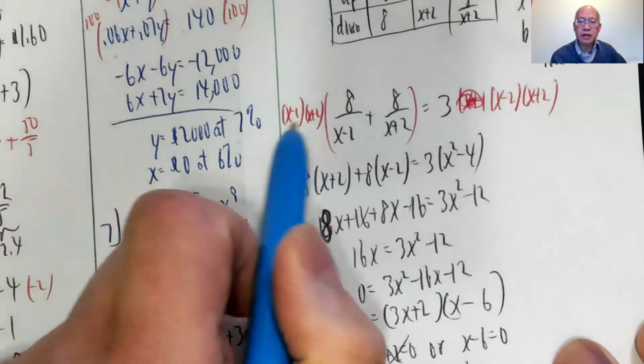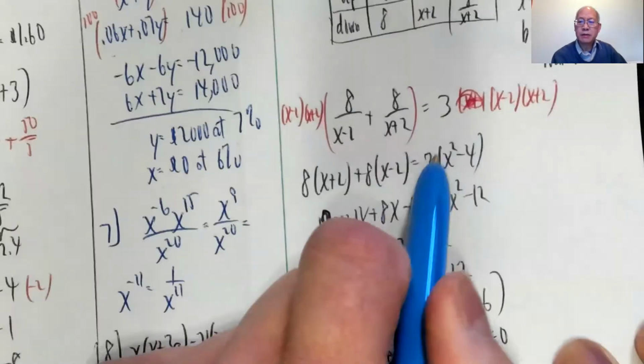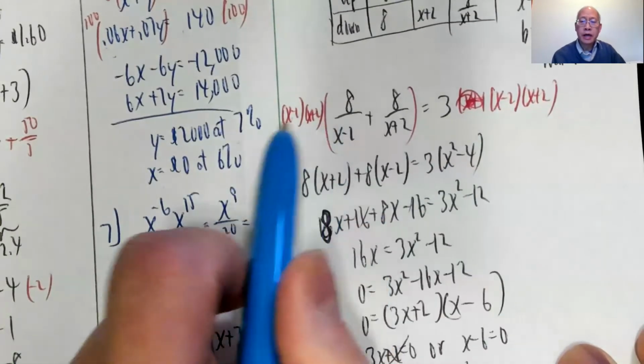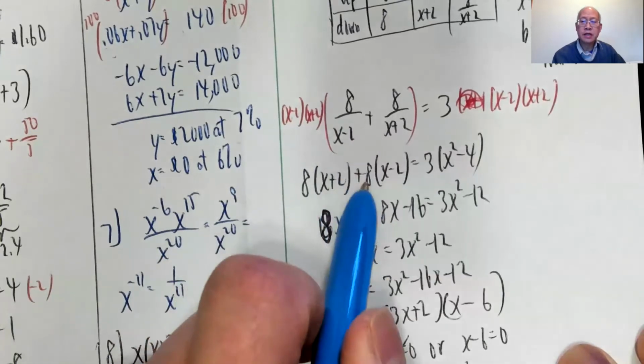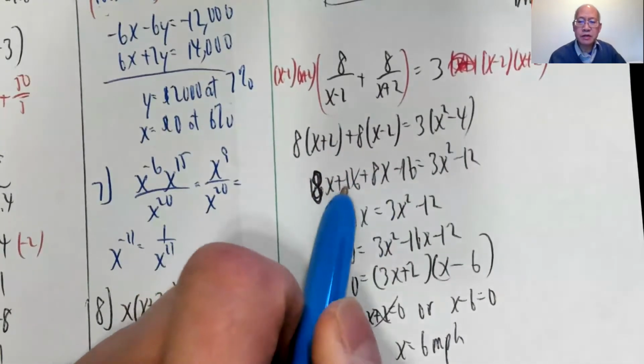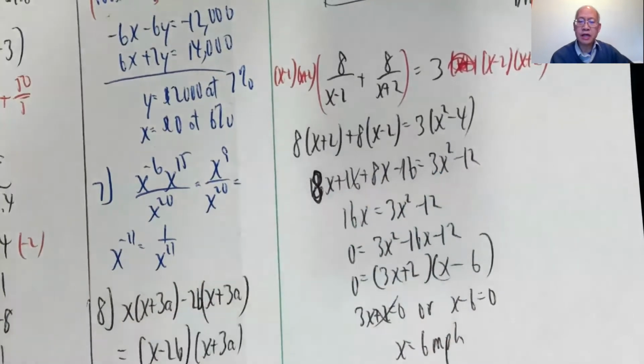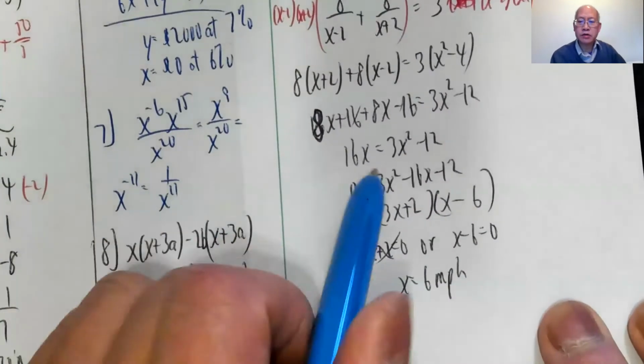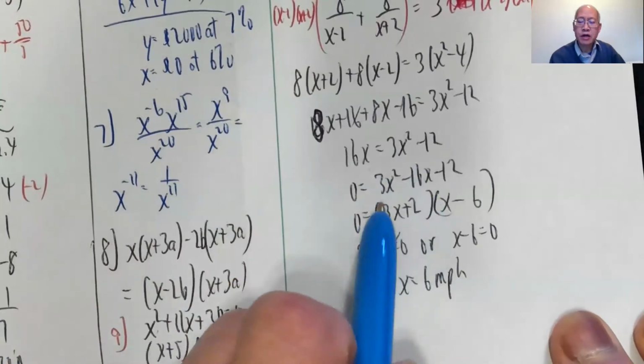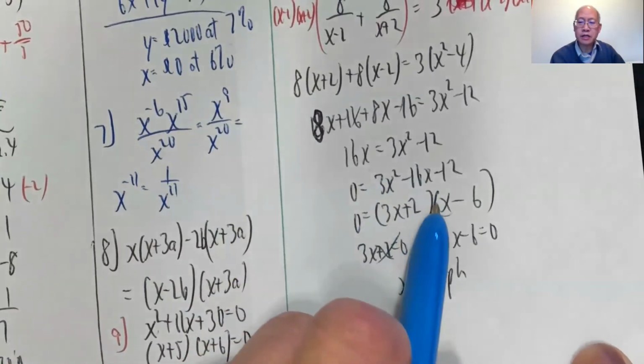Multiply both sides by (x minus 2)(x plus 2). This becomes 3 times (x squared minus 4). 8 times (x plus 2) plus 8 times (x minus 2): 8x plus 16 plus 8x minus 16 equals 3x squared minus 12. The 16's cancel out. 16x equals 3x squared minus 12. Subtract 16x. Factor: (3x plus 2)(x minus 6).